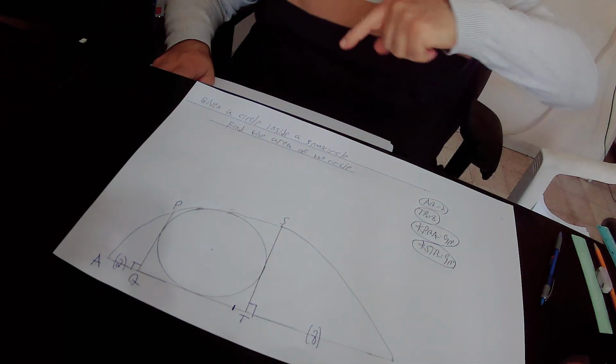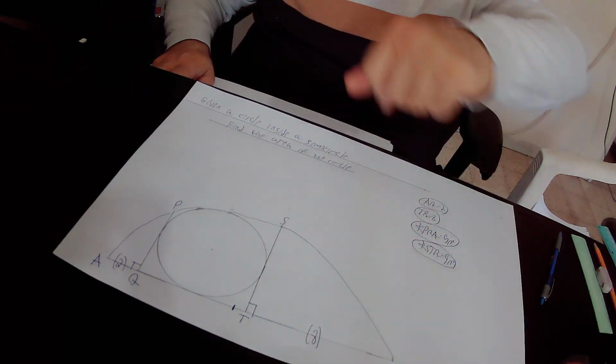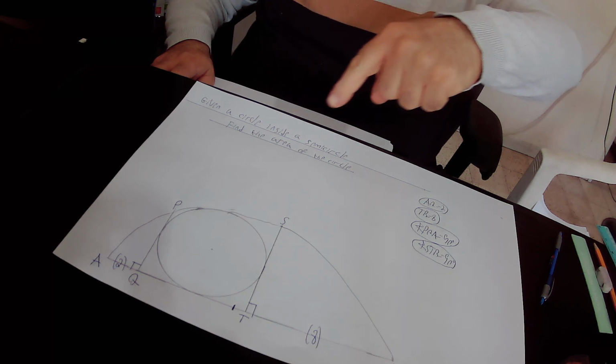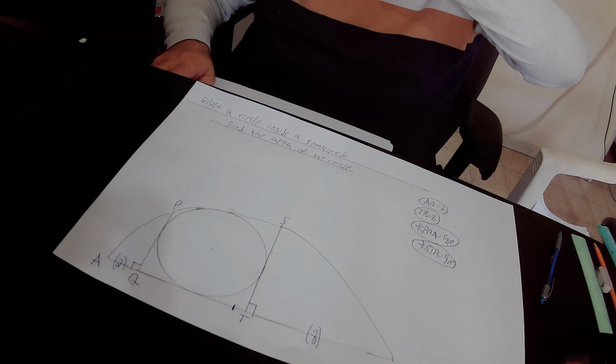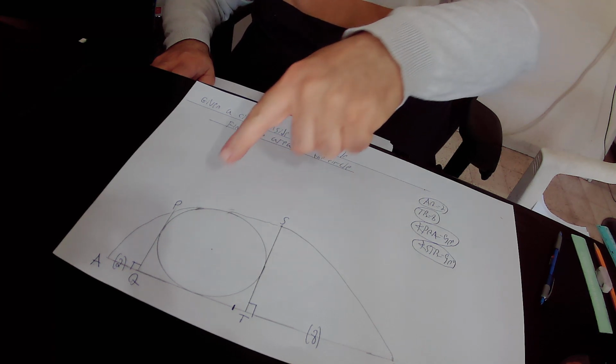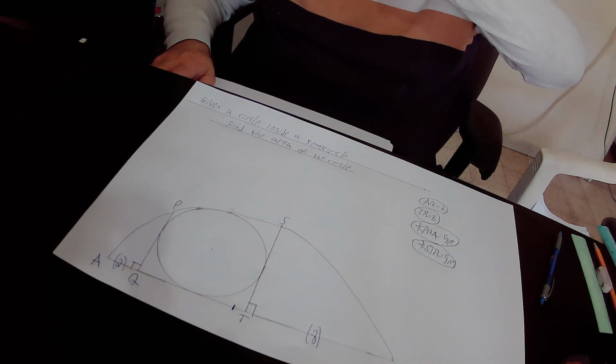Hello, in this lecture we will find out the area of a circle. In the drawing we have a semicircle. Inside this semicircle we have a circle, and our mission is to find out the area of this circle.